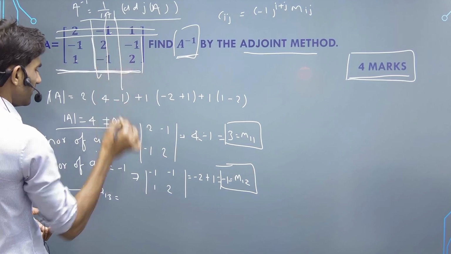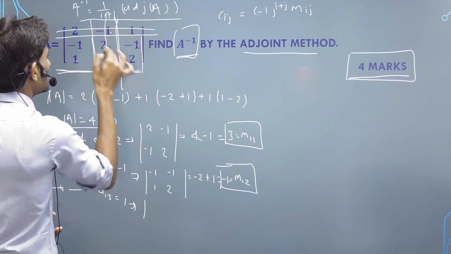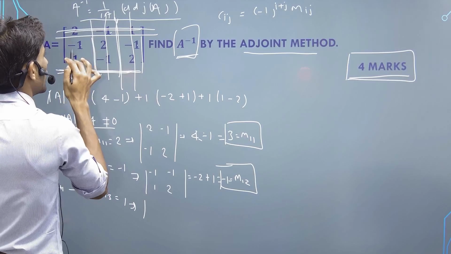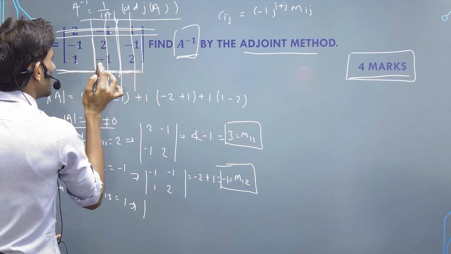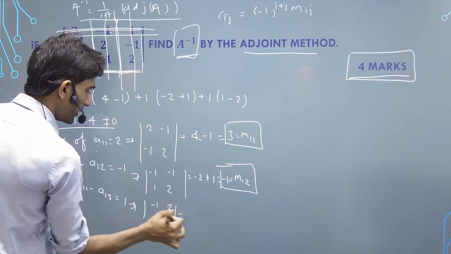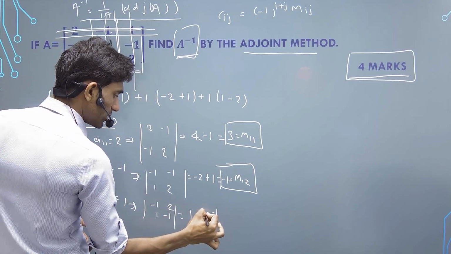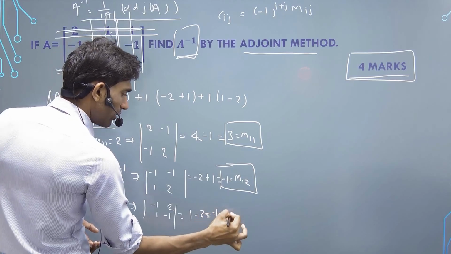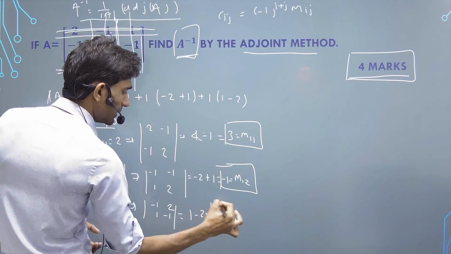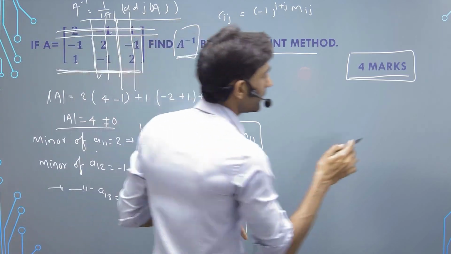Okay, so A13, which is 1. We want the minor of 1. So what do we get for the minor? Delete this complete row and column. So you will get -1, 2, 1, -1. Find the determinant: 1 minus 2, which gives us -1. So this is the minor of 1, 3. Similarly, we can find the minor for the remaining elements. Let me write it out.